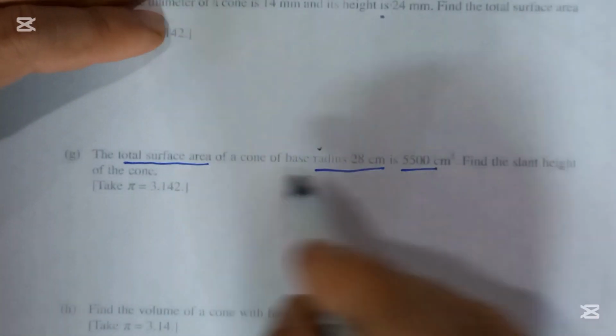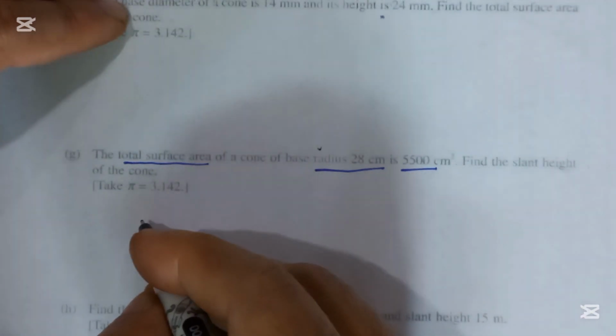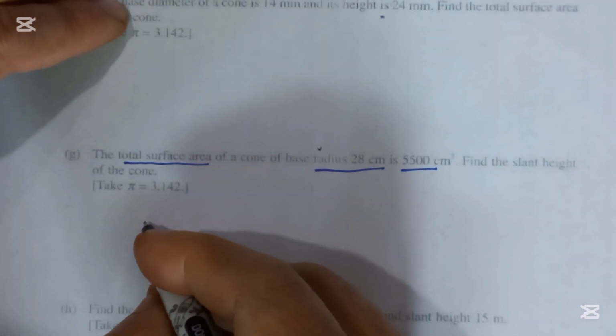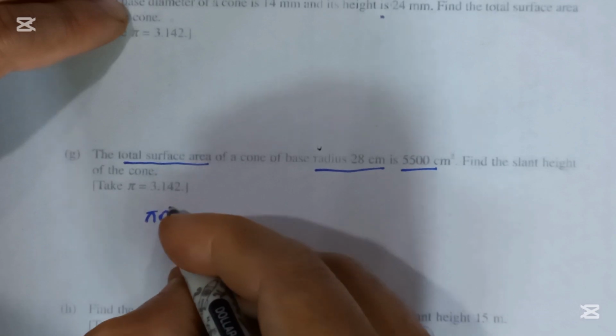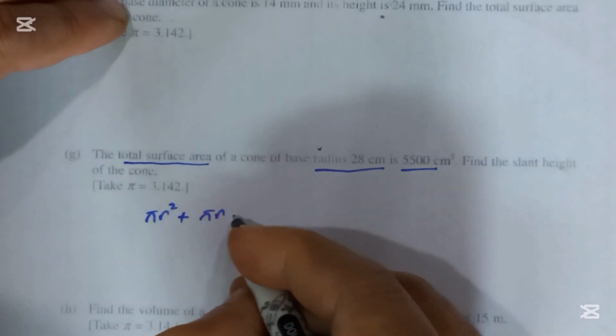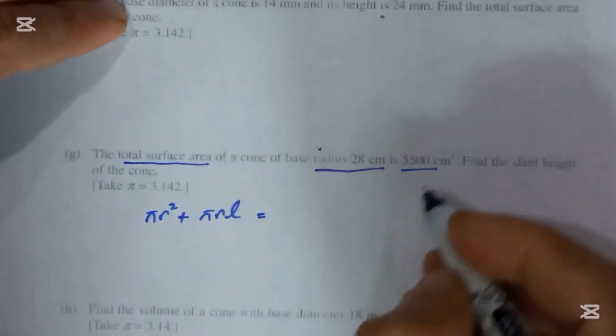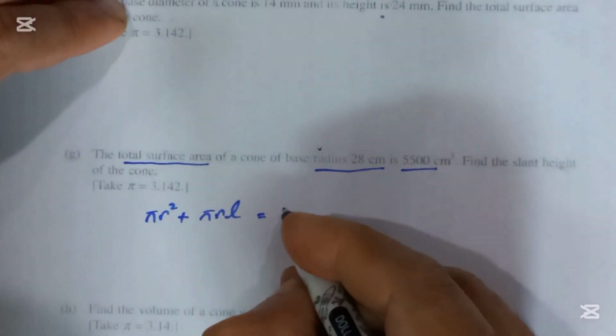In G part, the total surface area of the cone of base radius 28 centimeter is this. So the total surface area of the cone is given. So we will put the formula of the total surface area: pi r square plus the curved surface area of the cone, pi r l. So this is the formula for the total surface area of the cone, which is equal to 5500.